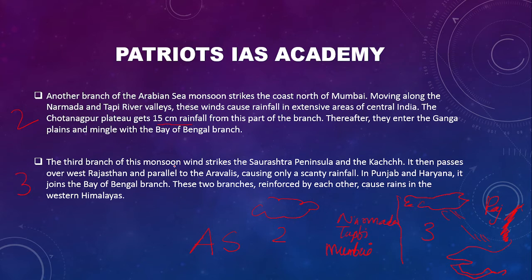The third branch of the monsoon winds strikes the Saurashtra Peninsula and the Kutch. It then passes over West Rajasthan and parallel to the Aravallis, causing only scanty rainfall. In Punjab and Haryana, it joins the Bay of Bengal branch. These two branches, reinforced by each other, cause rains in the western Himalayas.